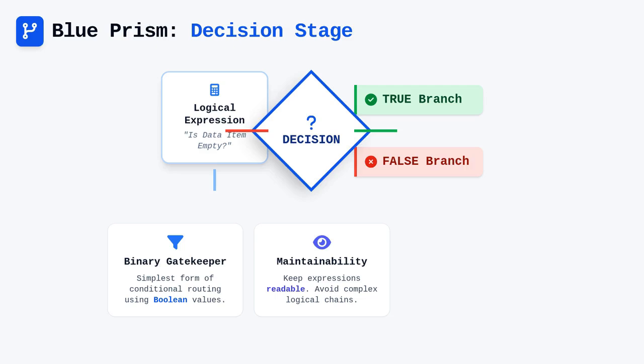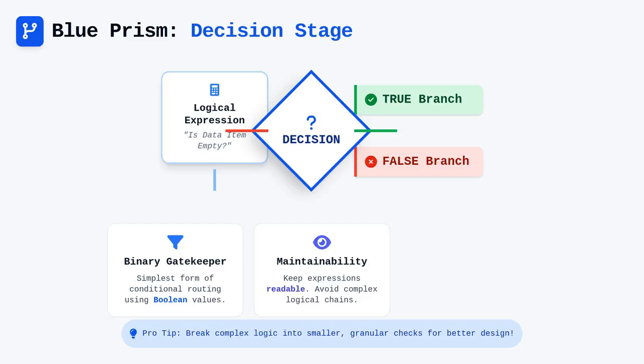If you find yourself constructing overly complex logical chains within a single decision stage, it is often a sign that you should rethink your design and potentially break the logic into smaller, more granular checks. Remember that every time a process flows through a decision stage, the outcome is recorded, making these stages vital checkpoints for both auditability and debugging during complex process execution.